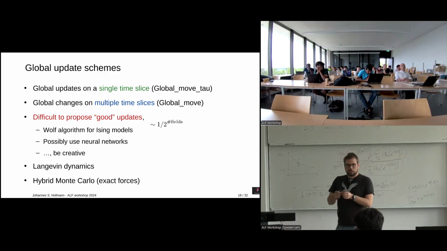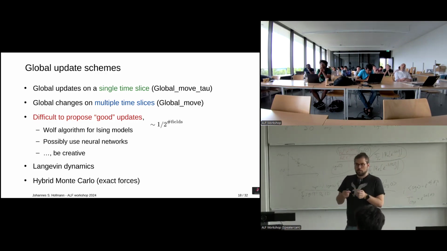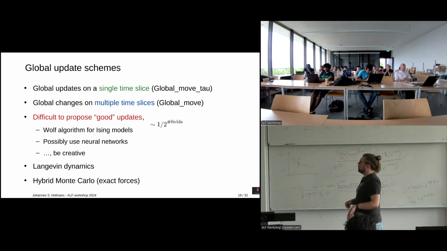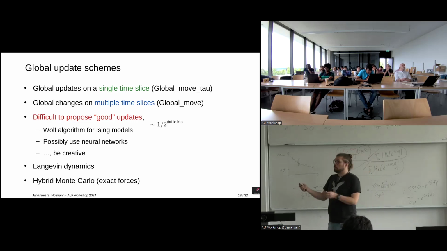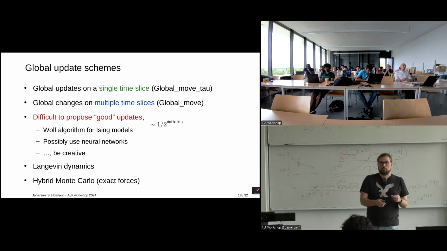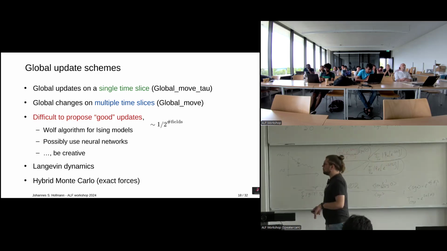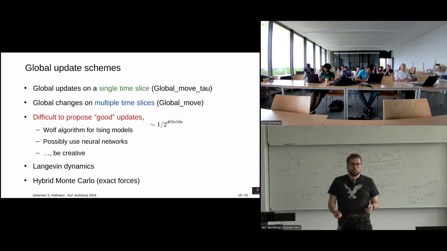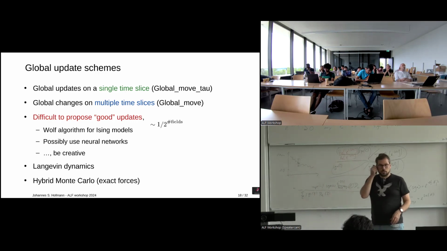I was now talking about correlations in imaginary time. You could also have correlations in real space, or an algorithm where you have to fulfill constraints between the auxiliary fields. And therefore, you can do global updates on a single time slice, which allows you to change multiple fields, but the fields have to be on the same time slice. You can also do proper global changes, where you can, in principle, change an arbitrary set of auxiliary fields. You could change all of them at once. You could change half of them. They don't have to be on the same time slice.